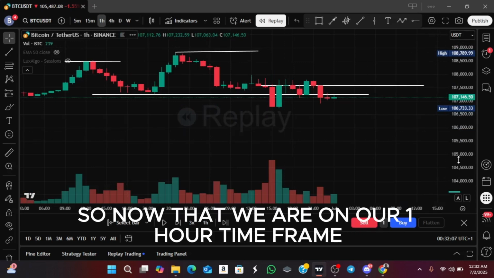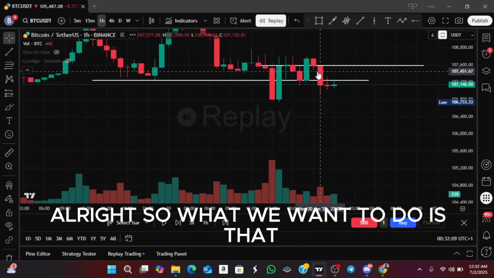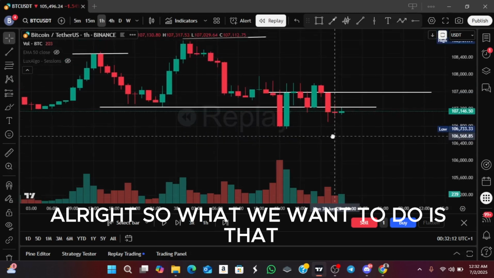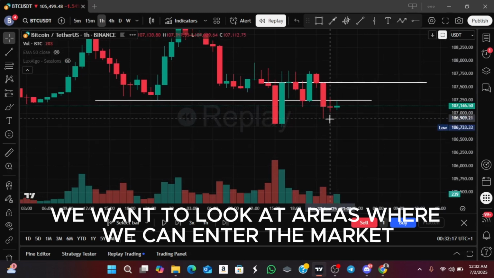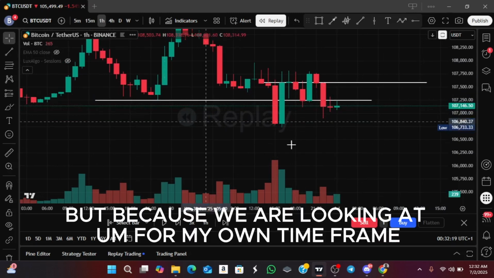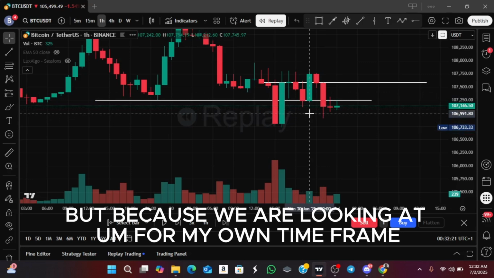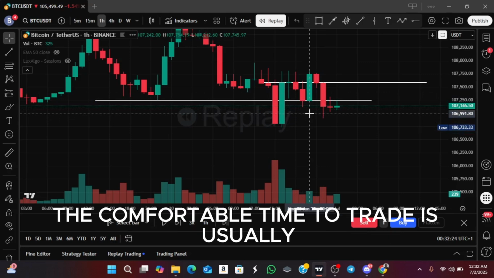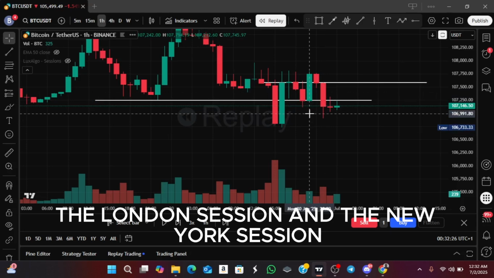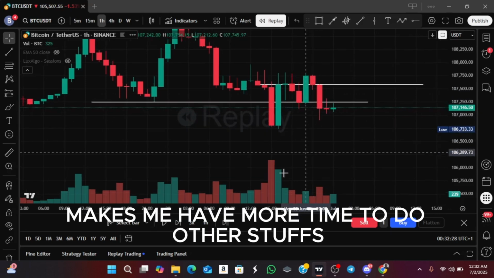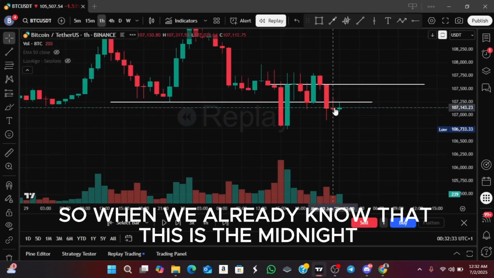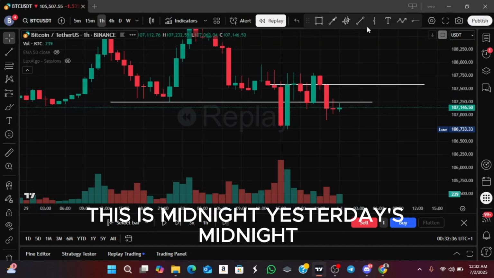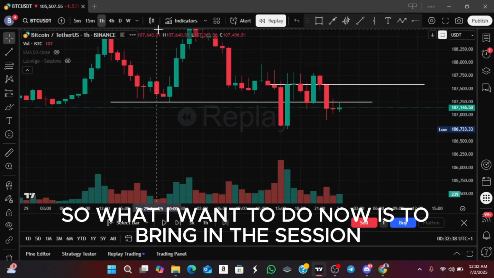Now that we are on our 1-hour time frame, we want to look at areas where we can enter the market. For my own time frame, the comfortable time to trade is usually the London session and the New York session. It gives me more time to do other things than look at the chart all day. We already know that this is yesterday's midnight. So what I want to do now is bring in the session indicator.